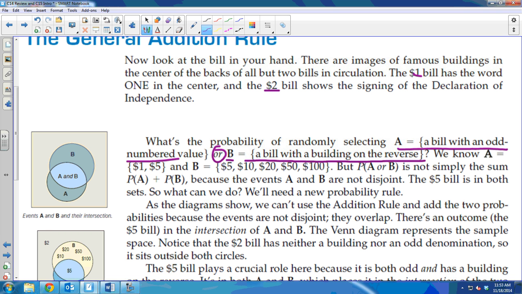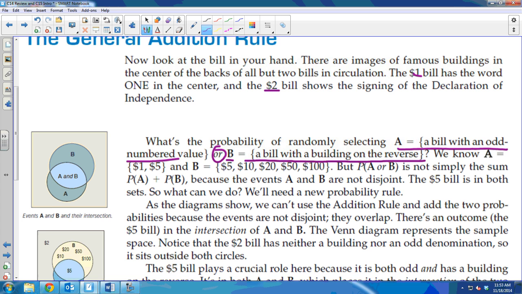Just like, you know how in chapter 14 they ask you this question about looking for houses with garages and houses with pools, and it said, why can't you just add the probabilities together? Because they weren't disjoint, right? The house can have a pool and a garage. Well, same thing here. A bill could have an odd number value and a building. All right, so now we can't just simply add the probabilities together. That would be nice, but we can't do it because there's overlap.